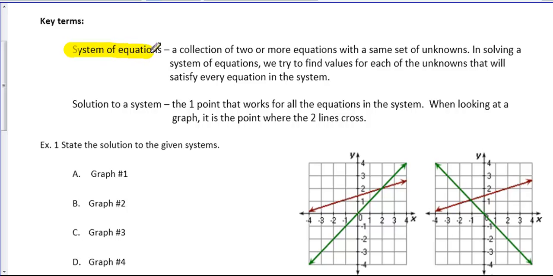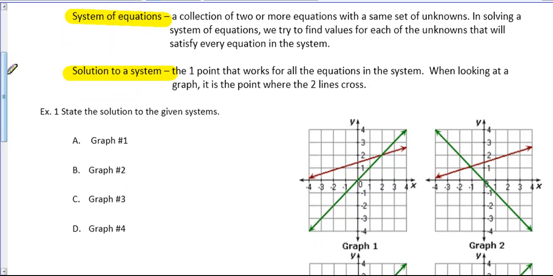These two words are very important. We have to understand the difference and what they are. Example 1 is going to be really simple. We are asked to state the solution to the given systems. Part A, we're looking at graph 1.